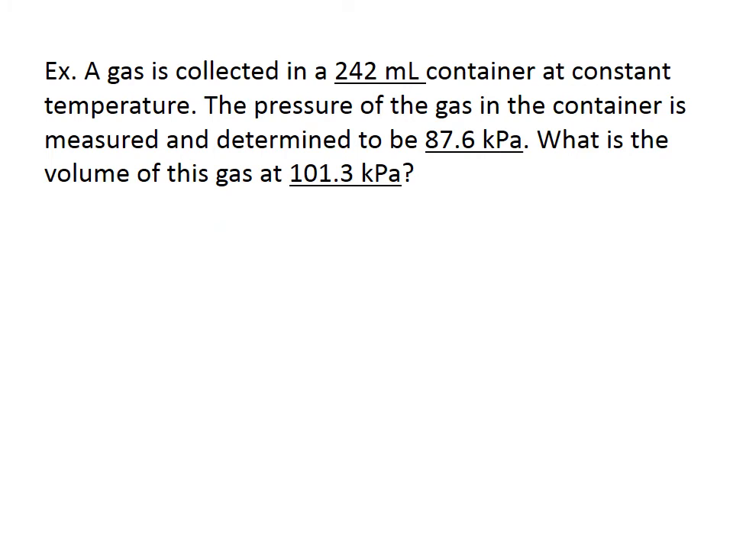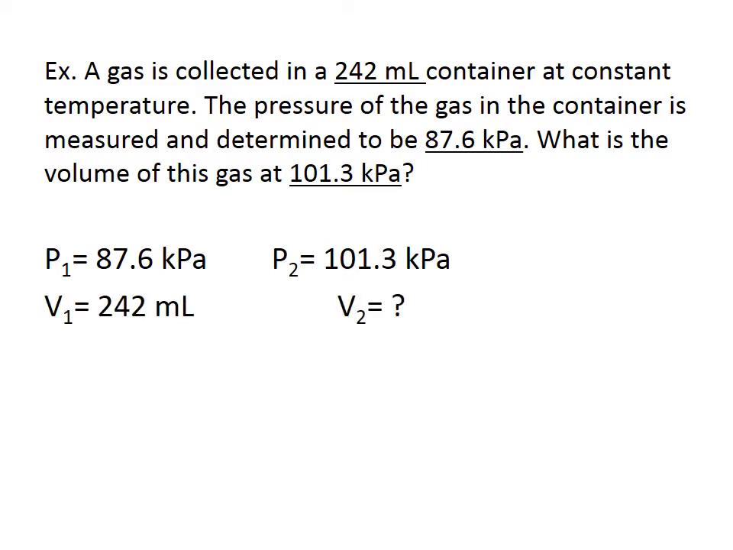Alright, so let's look at an example. A gas is collected in a 242 milliliter container at constant temperature. The pressure of the gas in the container is measured and determined to be 87.6 kilopascals. What is the volume of this gas at 101.3 kilopascals? So let's look at what we're given. We're given pressure 1, the initial pressure, which is 87.6 kilopascals. We're given pressure 2, which is 101.3 kilopascals. We're given volume 1, but we're not given volume 2.